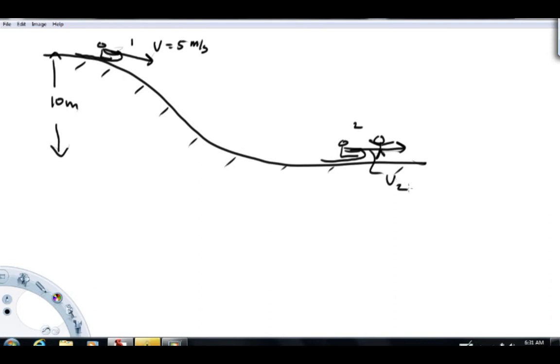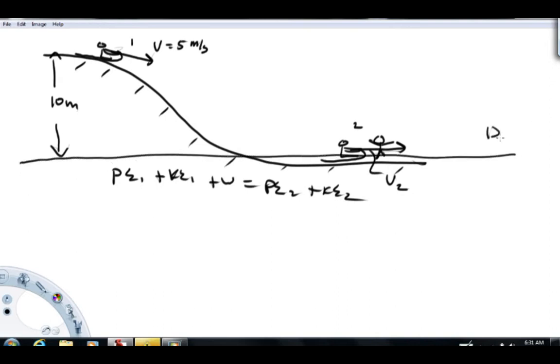So when we apply the work energy theorem, we write out PE1 plus KE1 plus work equals PE2 plus KE2, and then we just go through it term by term. Because we're dealing with potential energies, we need to define a datum. The lowest point in the diagram is usually a good place to do that, so I'm going to call that my datum. That's where we measure potential energy from.